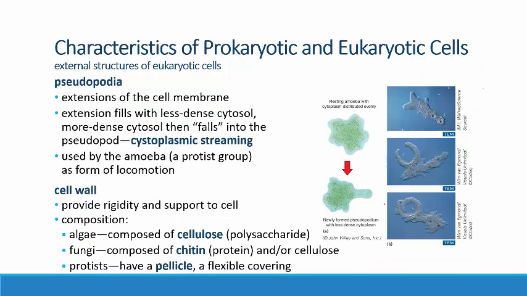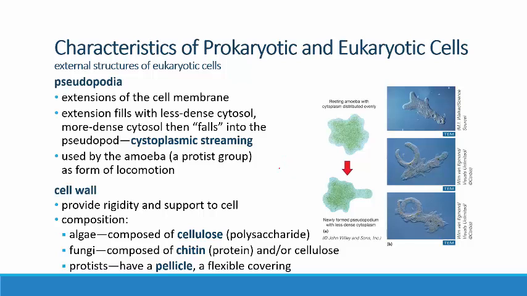A third method of locomotion is using something called a pseudopod, or pseudopodia if we're thinking about it in plural form. So these are extensions of the cell membrane. And as the cell membrane pushes forward, the less dense cytosol, the fluid, kind of moves first into these extensions of the cell membrane. And then the more dense material kind of falls in afterward.